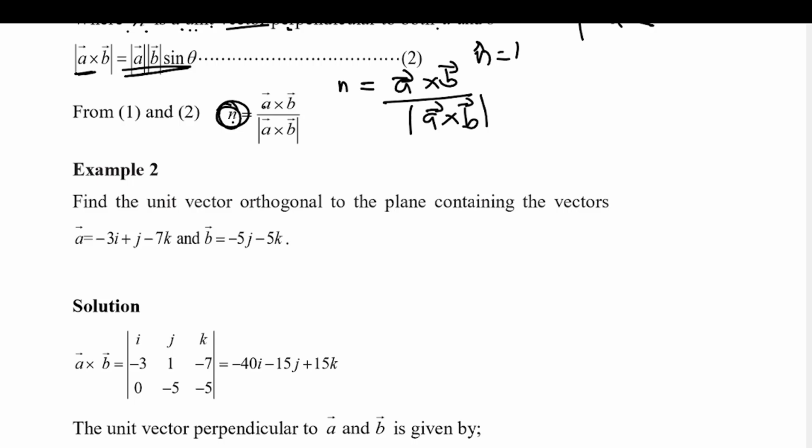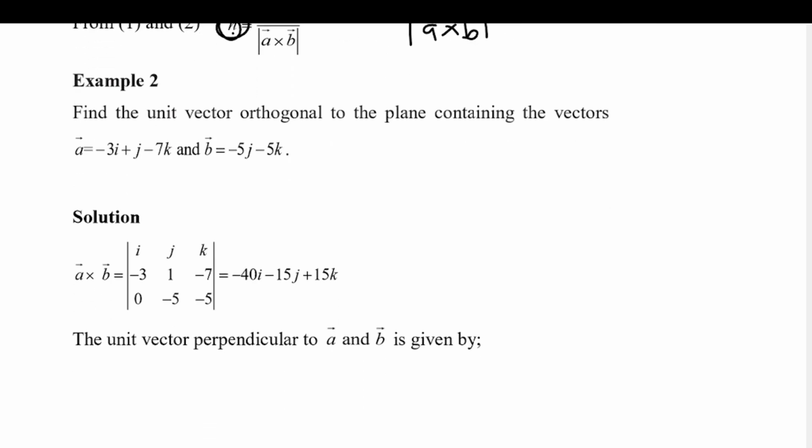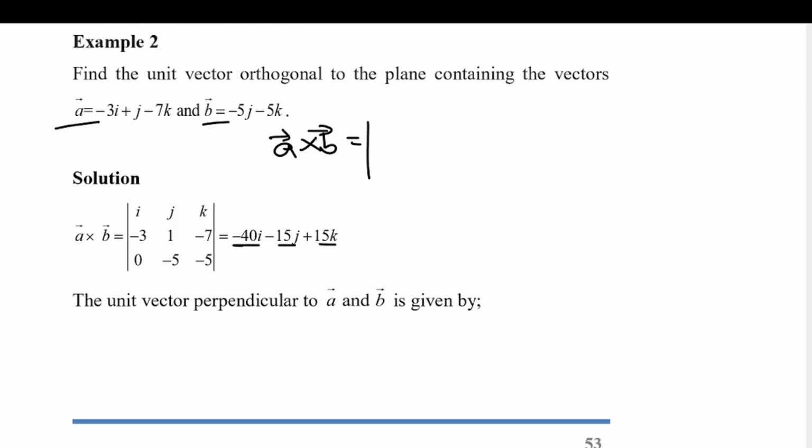Okay, so now let's take a question. Find the unit vector orthogonal to the plane containing the vectors, this one and this. So as I said earlier on, the first thing is to find the cross product between the two. In that case, if we use the first approach on how to find the cross product between two vectors, then we are going to resort to this as our answer. And we are saying that the unit vector perpendicular to this one is also given by A cross B over the magnitude of A cross B. That is what we have over here.